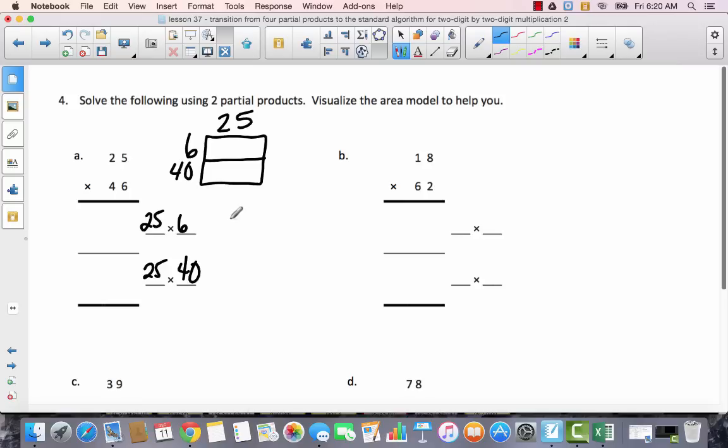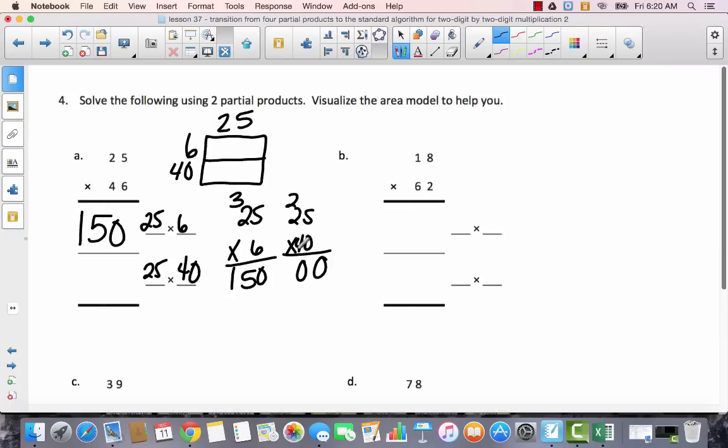Okay, so 25 times 6: 5 times 6 is 30, 2 times 6 is 12, plus 3 is 15, so this is 150. Now I'm going to do 25 times 40, which is really 25 times 4, but I add a 0. So 5 times 4 is 20, 2 times 4 is 8, plus 2 is 10, so I have 1,000. You have to be careful that you line these up. So now I'm just going to add 0, 5, 1, and 1. So I have 1,150.